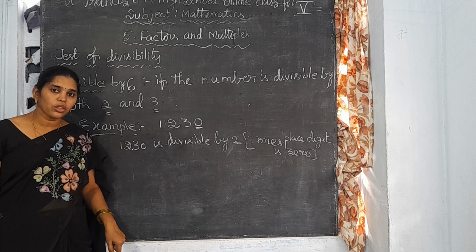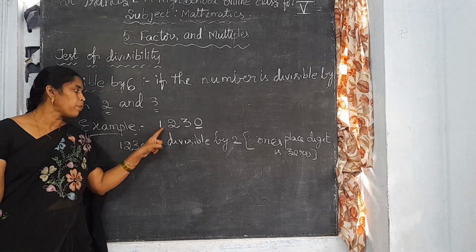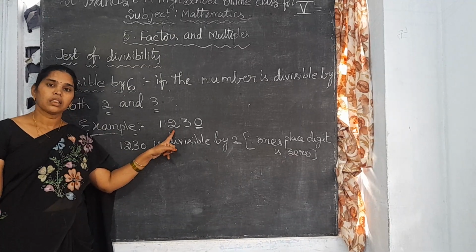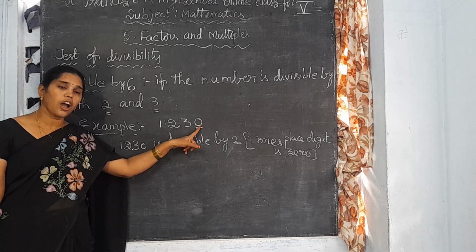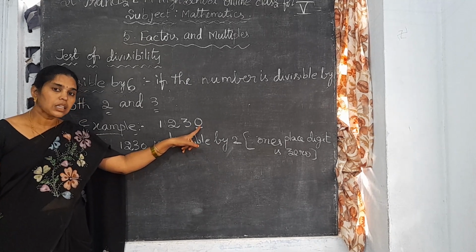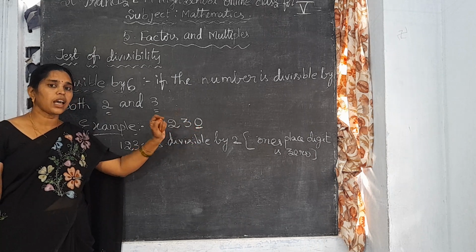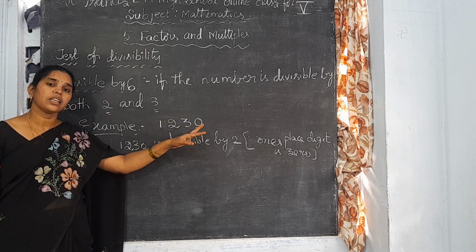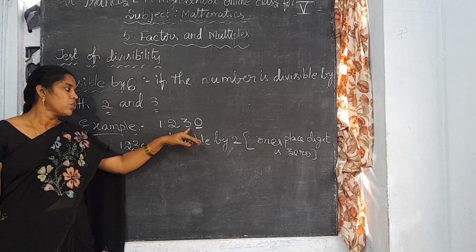What you have to do? You have to check the sum of the digits in the number. So 1 plus 2, 3. 3 plus 3, 6. 6 plus 0, 6. Is 6 divisible by 3? Yes. 3 twos are 6. So it is divisible by 3.